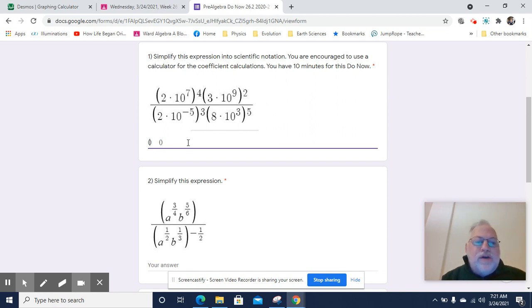So when I group my coefficients, I see I have a 2 up here, and that's to the 4th power. Then I also have a 3, and that is raised to the 2nd power. So I've got to deal with that. And then in the denominator for my coefficients I have 2 to the 3rd, and then 8 to the 5th. Okay, and I've already got some ideas about how I can simplify that.